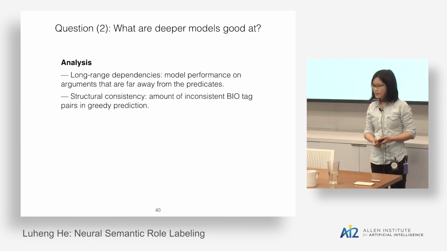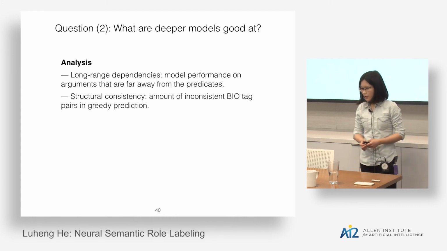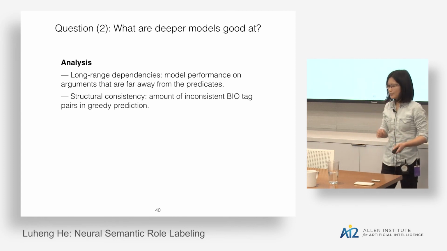So here's the second question: what are the deeper models good at? We did two kinds of analysis. The first one is long-range dependencies, where we assess the model's performance on arguments that are far away from the predicate and see how that changes. And the second one is structural consistency, where we see the amount of inconsistent BIO tags in greedy prediction.